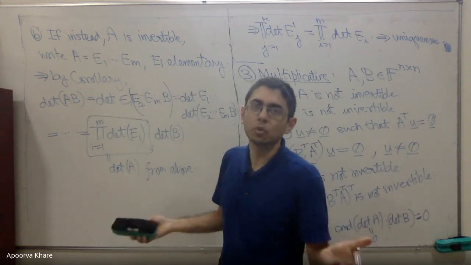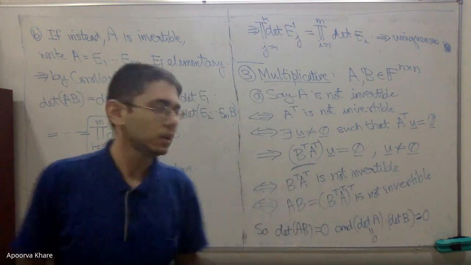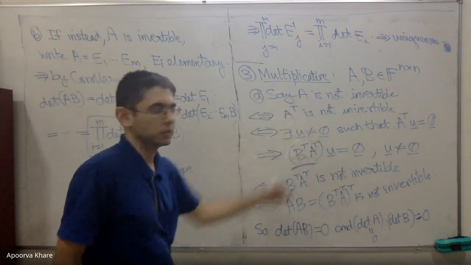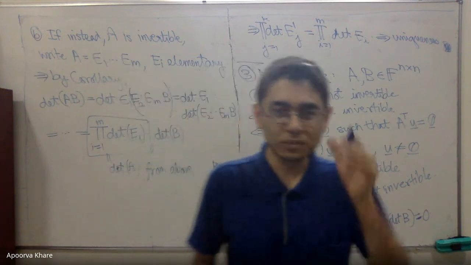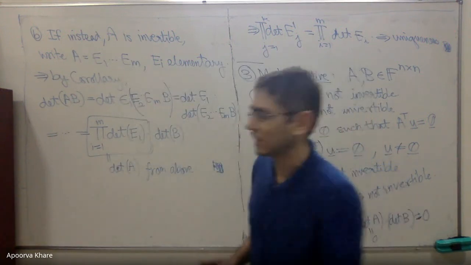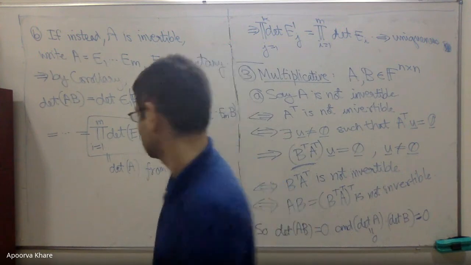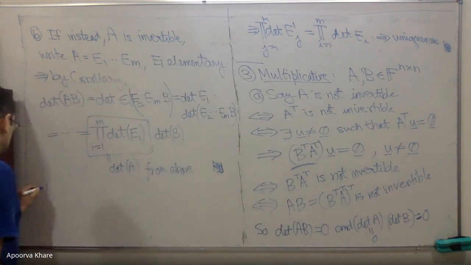So it's just 2 different cases. One is when A is invertible and one is when A is not invertible. So that's the end of part 3. So all that remains in this main theorem is to prove part 1, which is existence. So it remains to show.